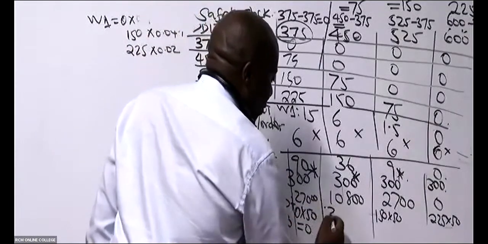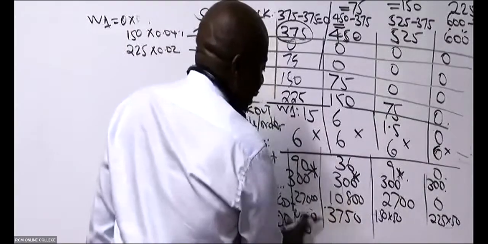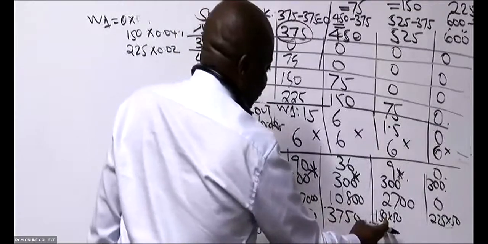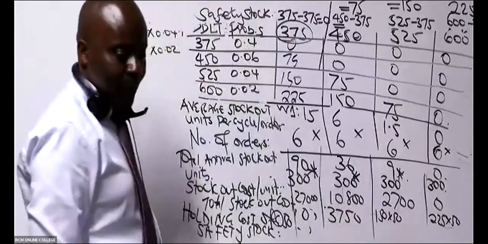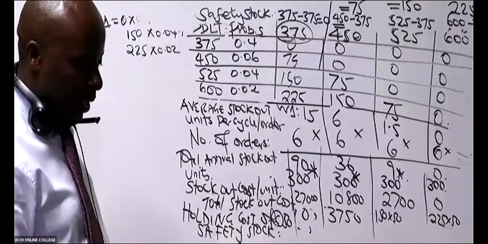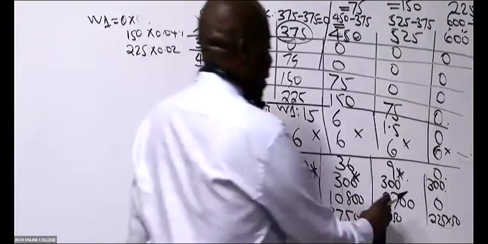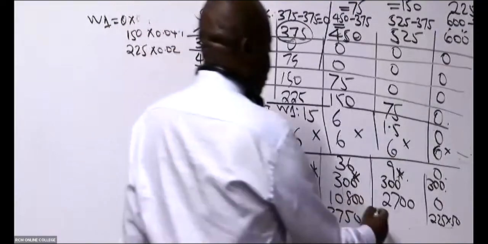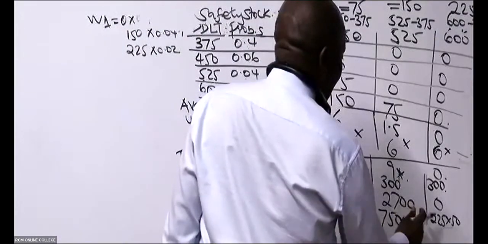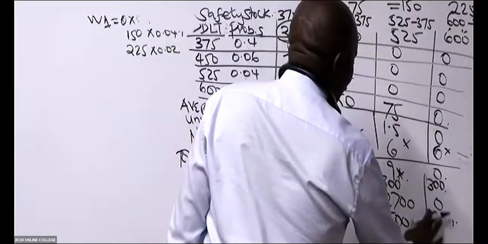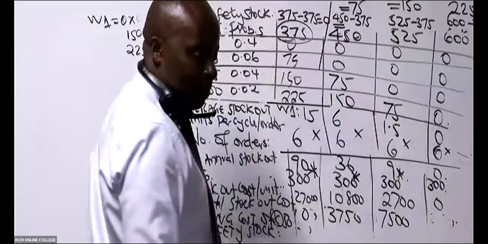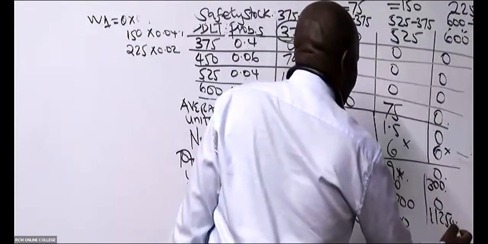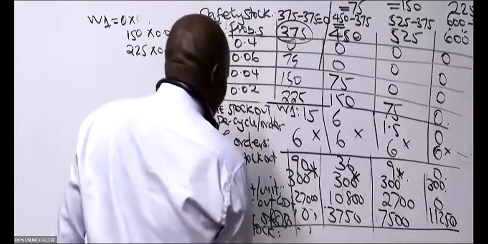I'm told here, Mwalimu, right? 3750. This one I'm writing 0 there. How about 150 times 50? How about 7500? The next one is 7500. And then the very last one is 225 times 50, which will give me what figure? 11250.